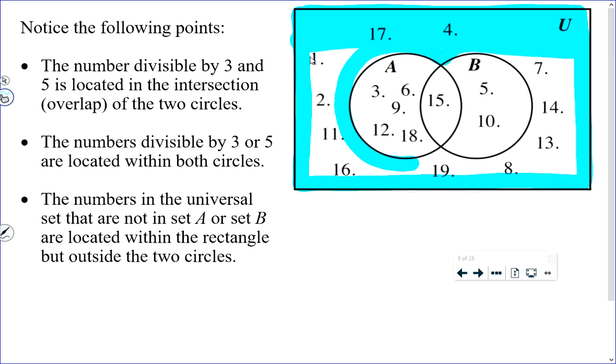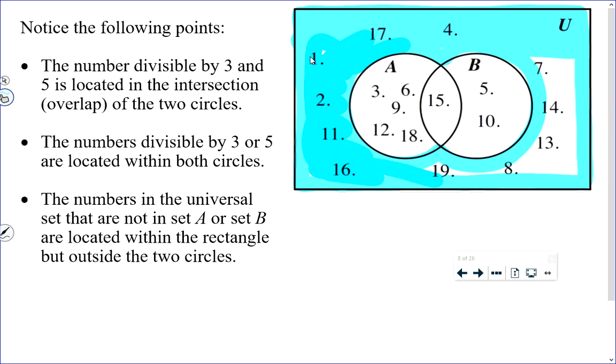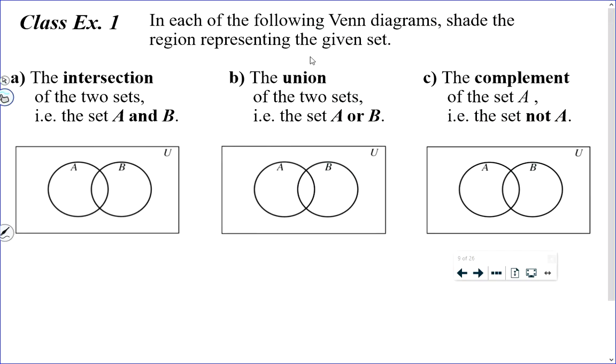And it's going to get a little more complicated than that because there are other things we can talk about in terms of shading. So this is what you would shade if I asked you what's not in A and not in B. Class example 1 goes through the difference between the intersection of two sets, the union of two sets, and the one example dealing with the complement of set A.